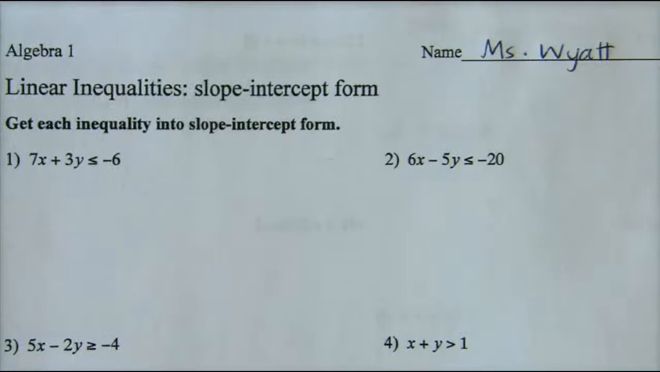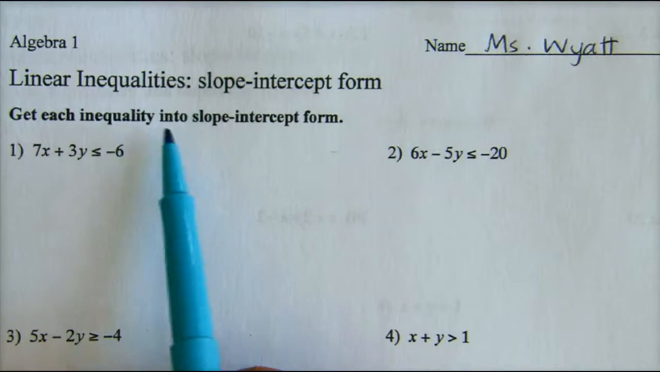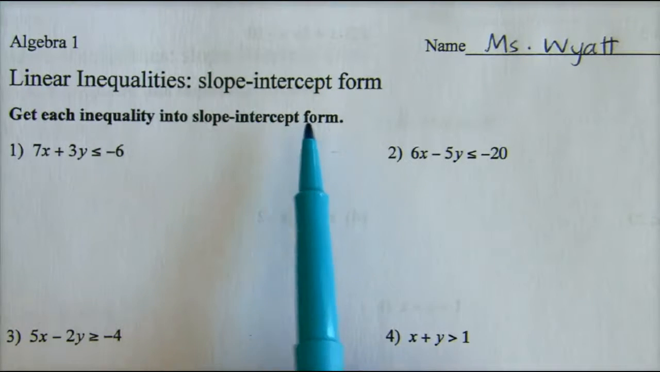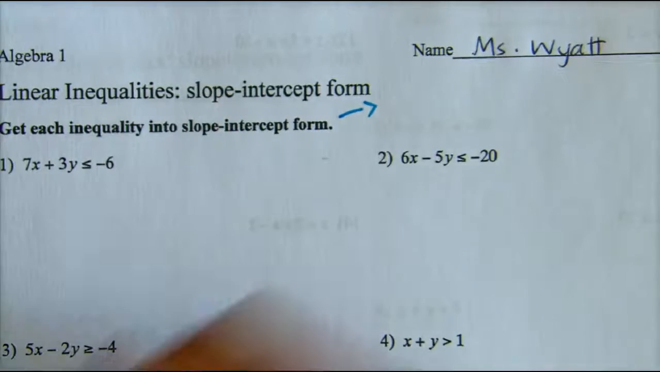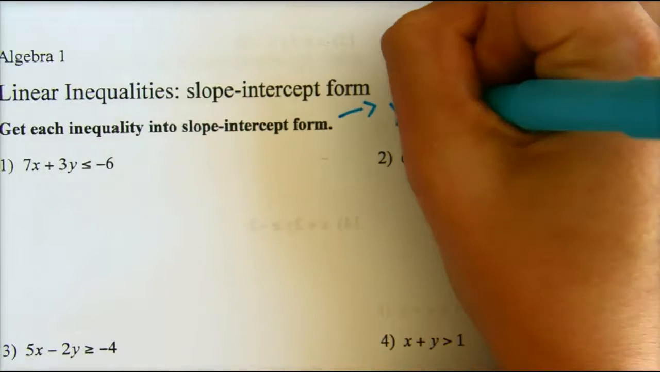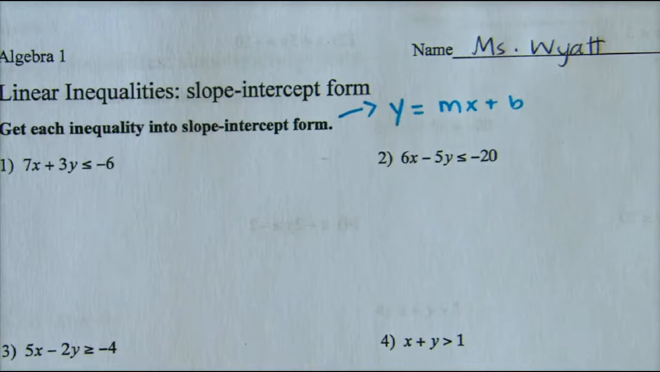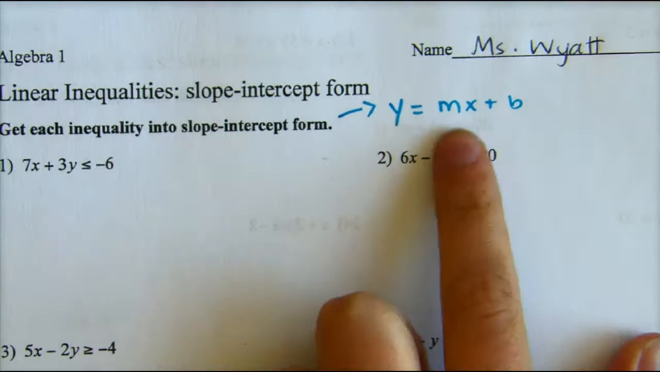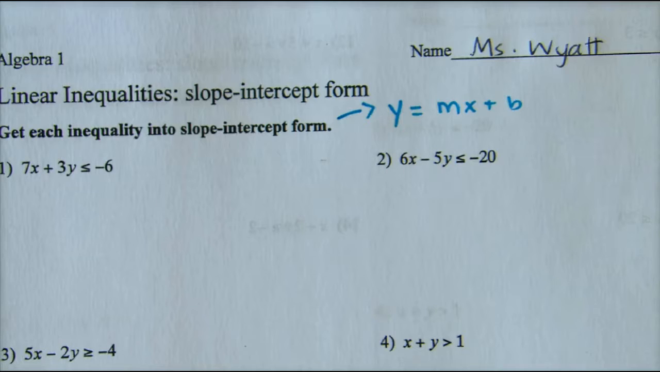Hi guys, in this video you're going to be learning how to put your linear inequalities into slope-intercept form. So my directions are to get each inequality into slope-intercept form, and when I see the words slope-intercept form, I think of the equation y equals mx plus b. So I'm trying to get all of these inequalities into this form. I want an mx and a b so that I can eventually graph them.